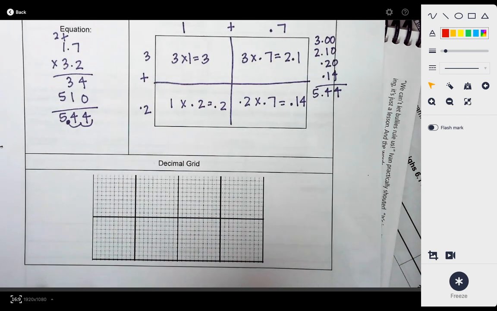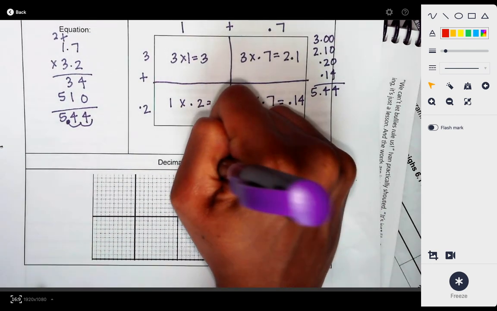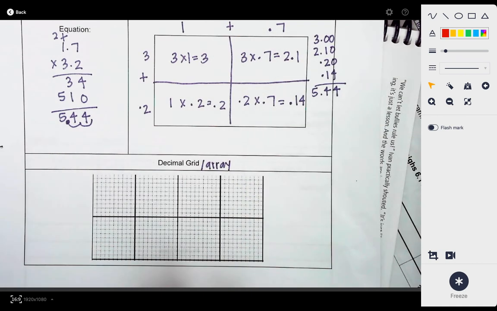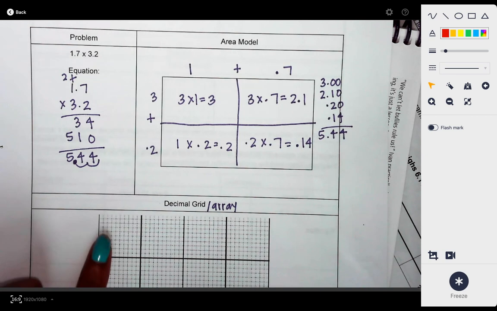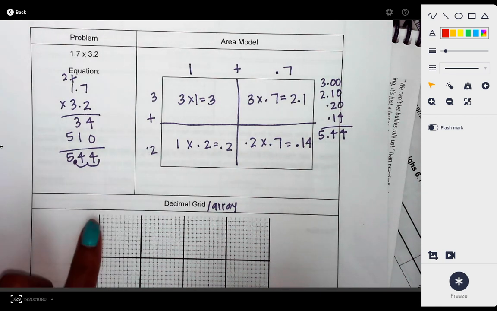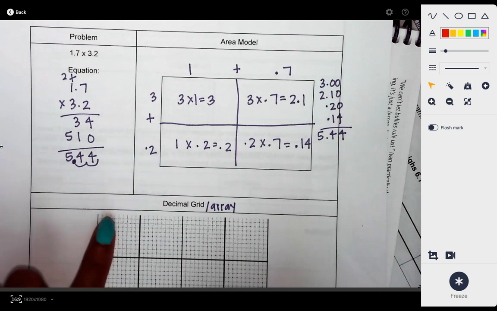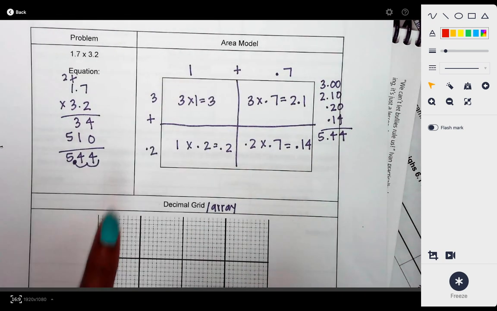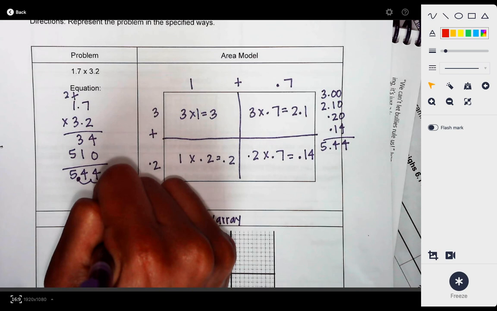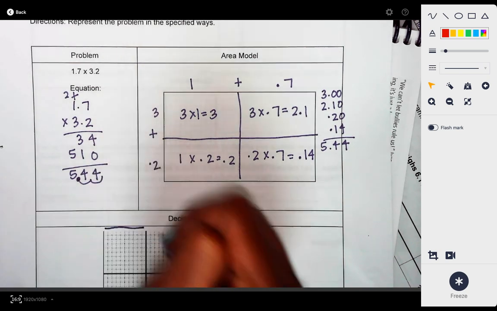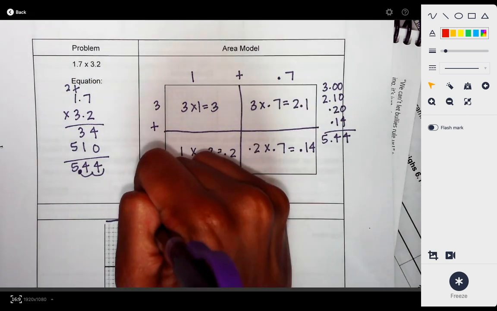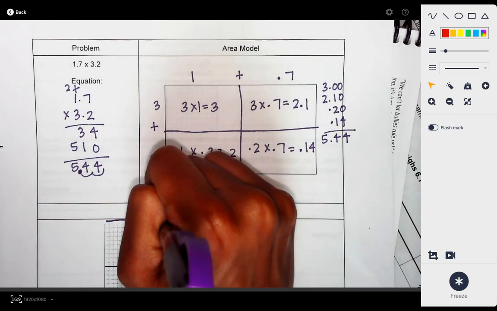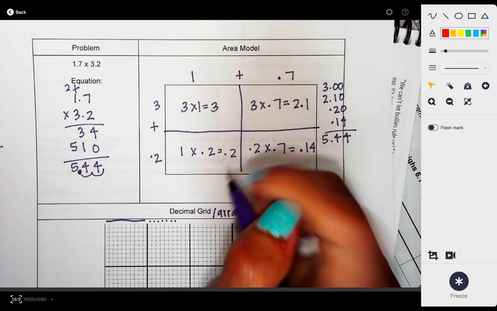The decimal grid, it can also be called an array, can be a little bit tricky. So first, what I have them do is I kind of outline the array. So for 1 7/10, I'm going to decompose just like I did up here. So we're going to have 1. That's supposed to be a straight line. And then we're going to have 1/10, 2/10, 3/10, 4/10, 5, 6, 7/10.